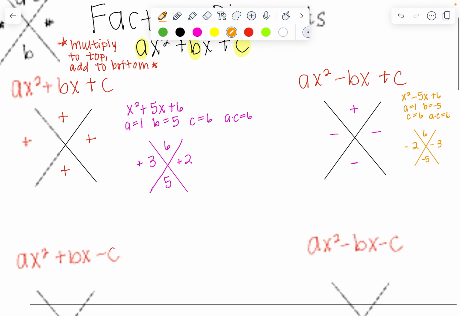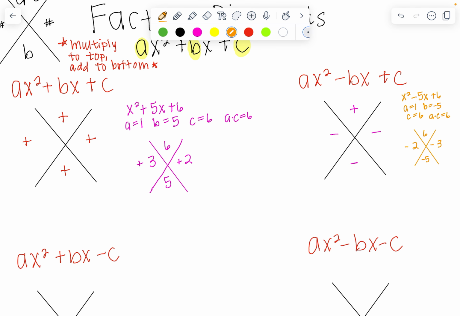Notice the difference between the first 2 situations here. In the first situation, B was a positive 5, so we needed positive 2 and positive 3, whereas in the second situation, B was a negative 5.